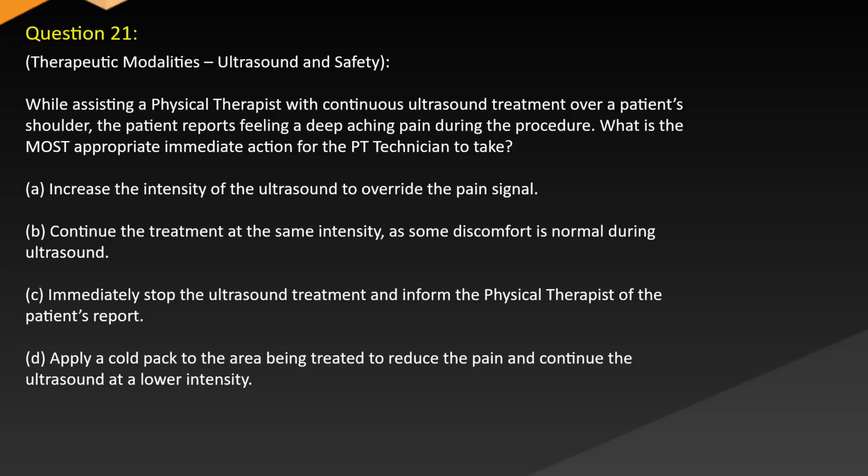A. Increase the intensity of the ultrasound to override the pain signal. B. Continue the treatment at the same intensity, as some discomfort is normal during ultrasound. C. Immediately stop the ultrasound treatment and inform the physical therapist of the patient's report. D. Apply a cold pack to the area being treated to reduce the pain and continue the ultrasound at lower intensity.